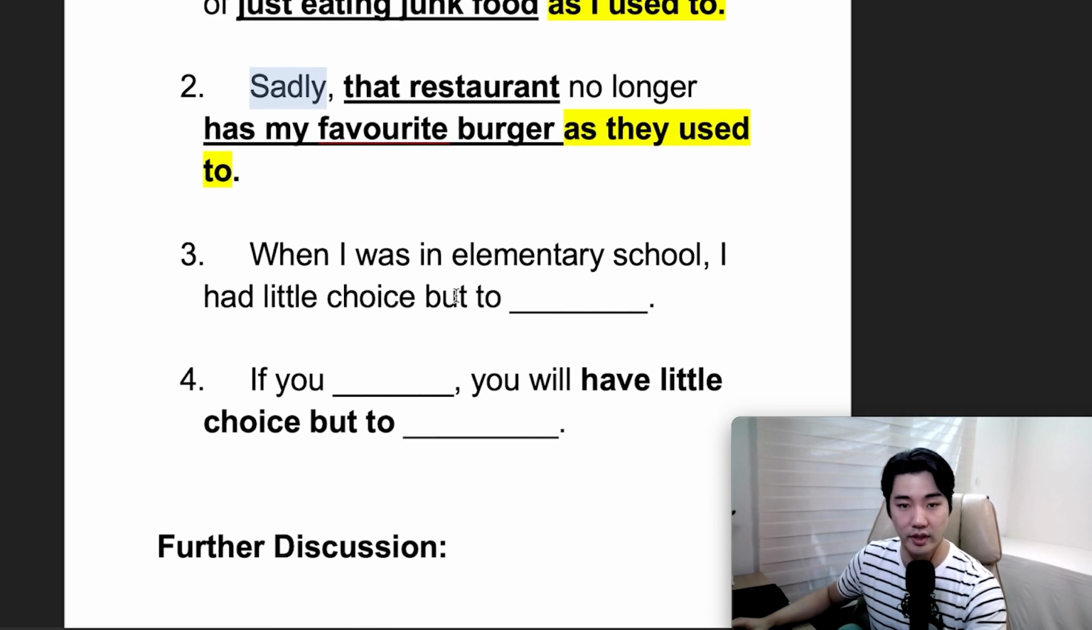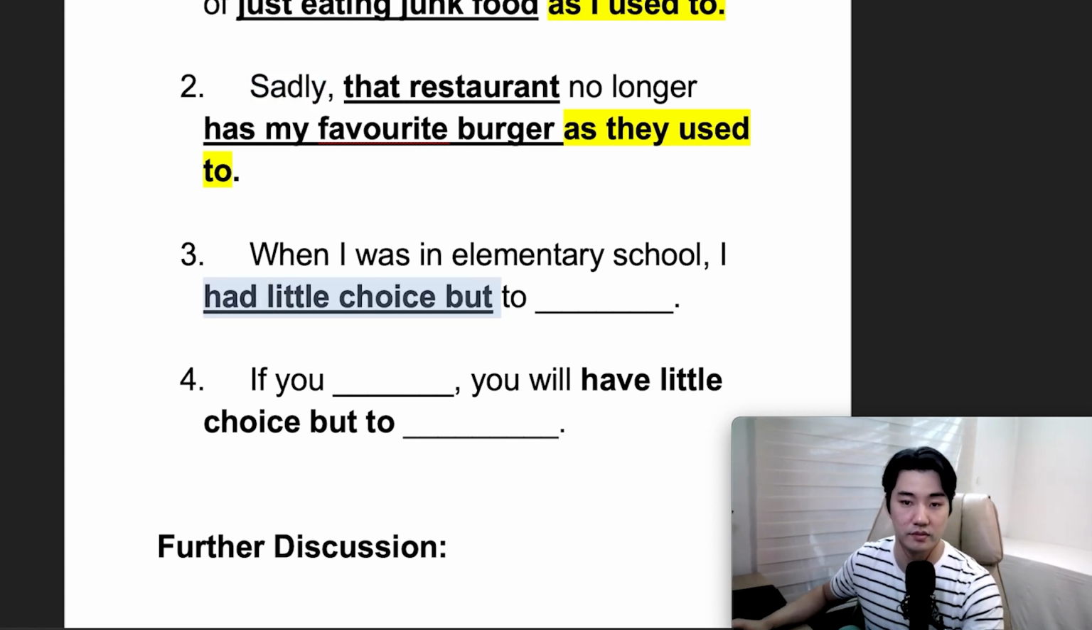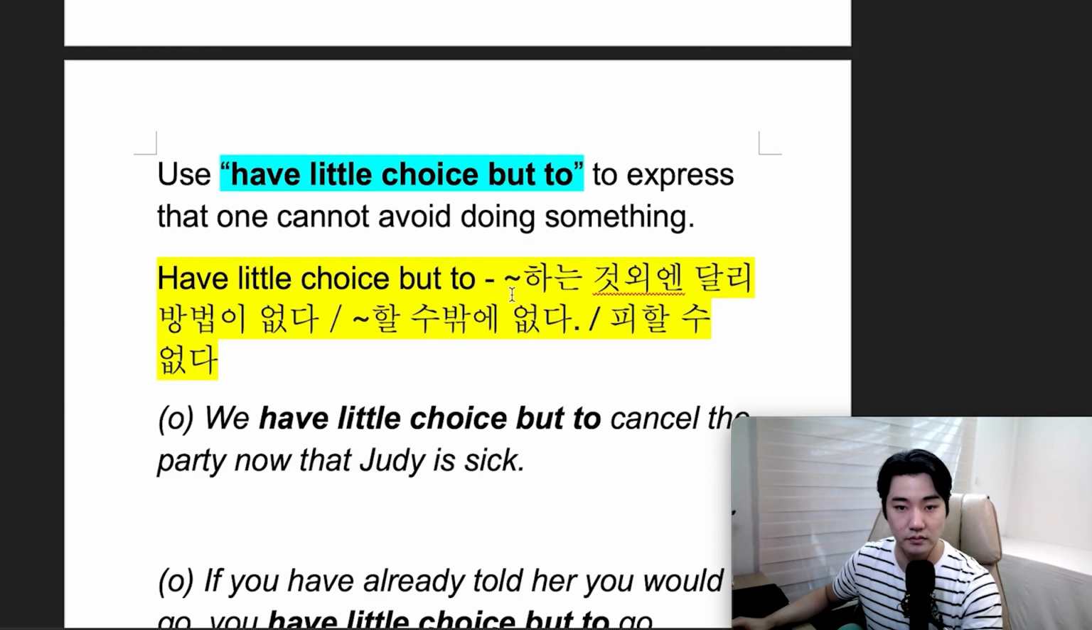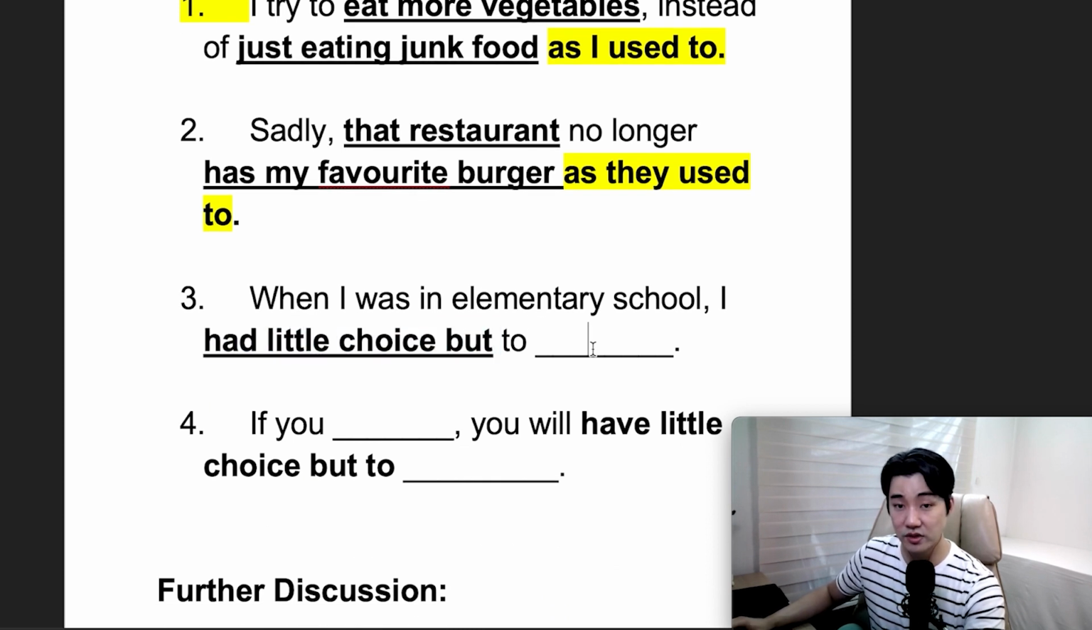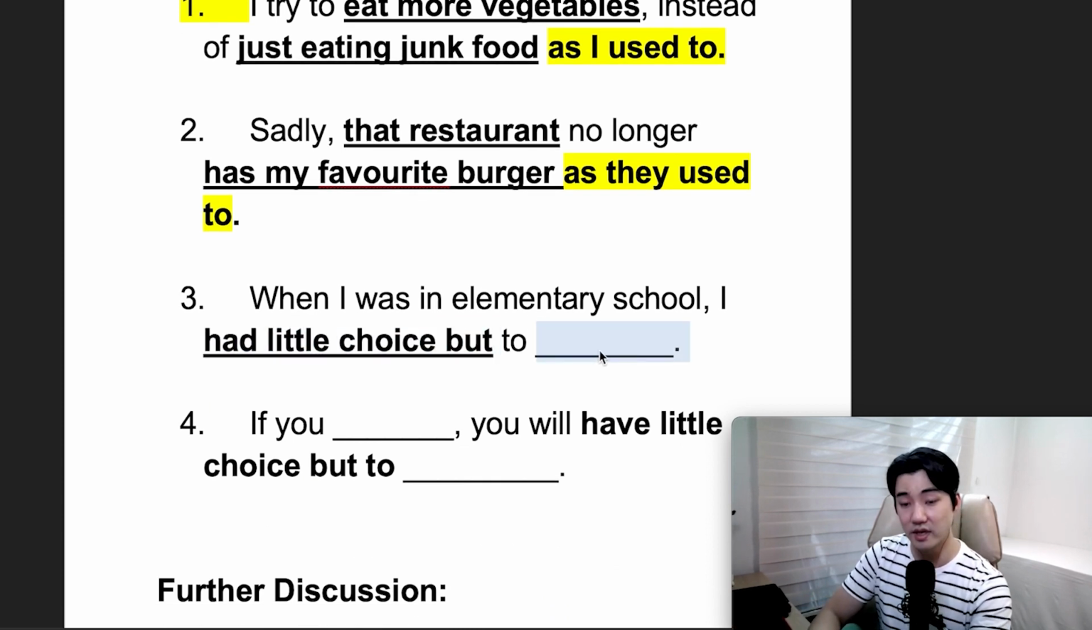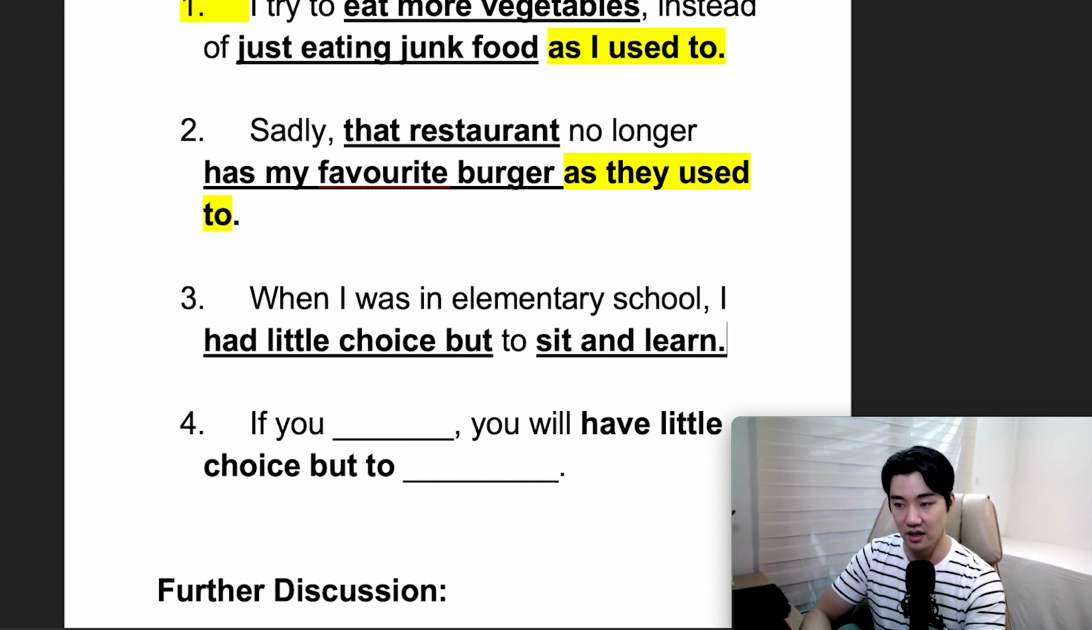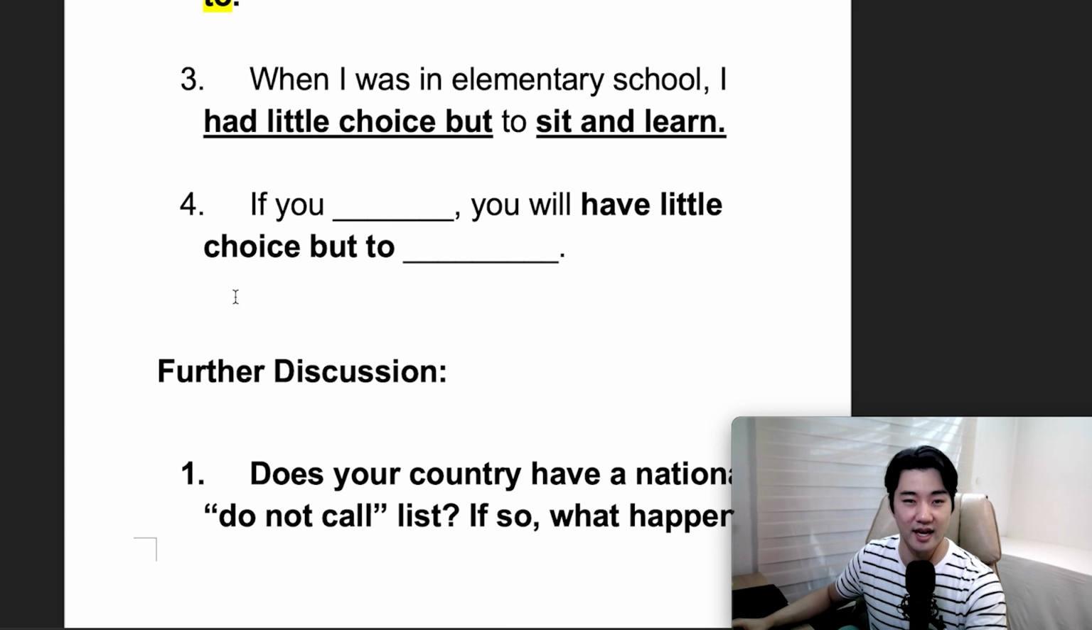Okay, 3번. We are talking about have little choice but. Remember we talked about up here. 하는 것엔 달리 방법이 없다, 할 수밖에 없다, 피할 수 없다 이런 뜻이. When I was in elementary school, I had little choice but to just, let's say, sit and learn. There's no other choice, right? 초등학교 때는 앉아서 배우는 수밖에 없었어요. I hated elementary school.